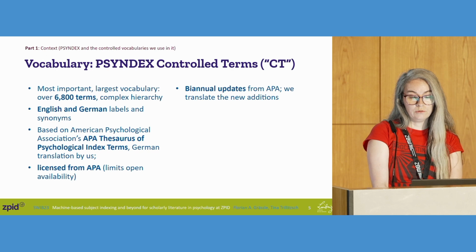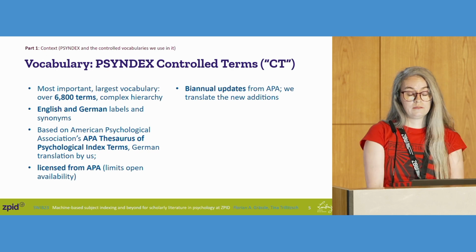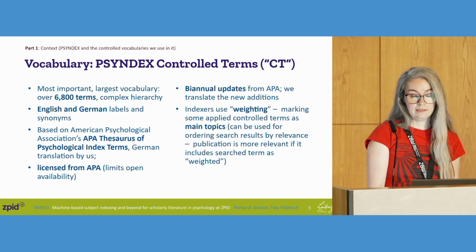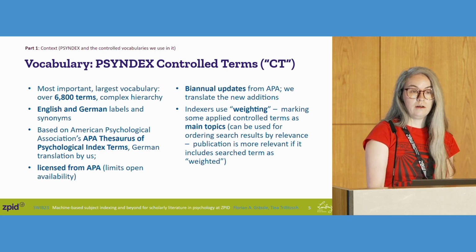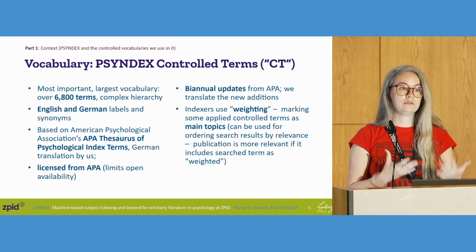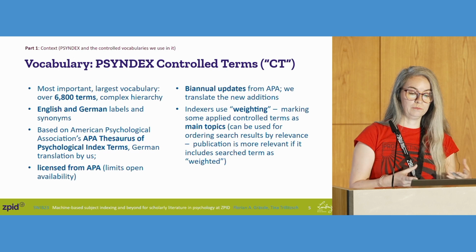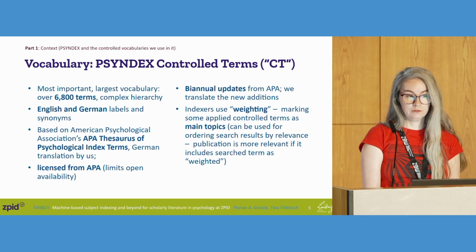What's important to know, and will come up later, is that we receive updates, new additions to the vocabulary twice a year from the APA, which we translate then and add. And also that our indexers use weighting for this vocabulary. That is, they mark some of the topics in this vocabulary for a publication as the main topics of the publication, and others not.